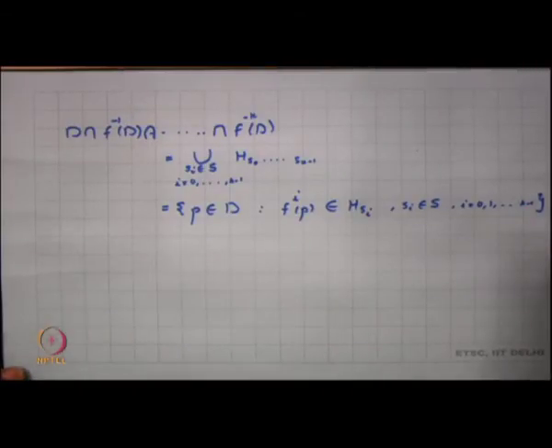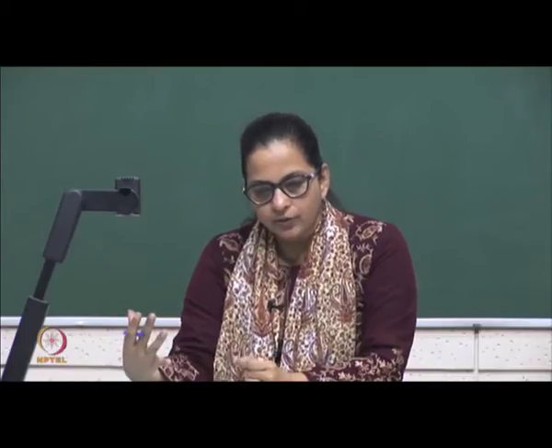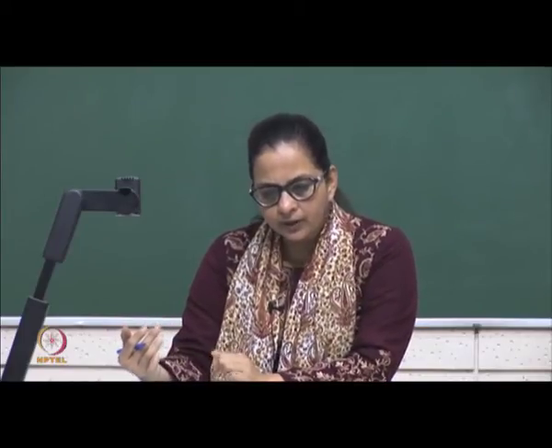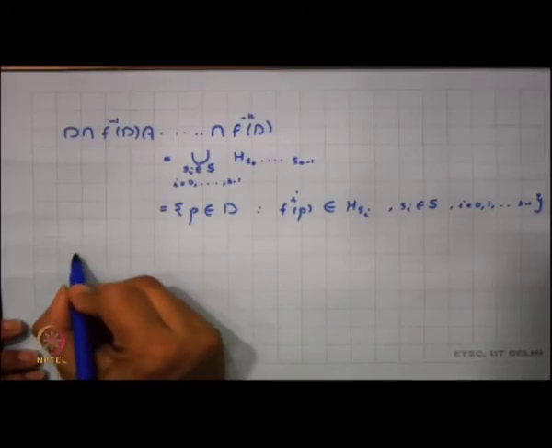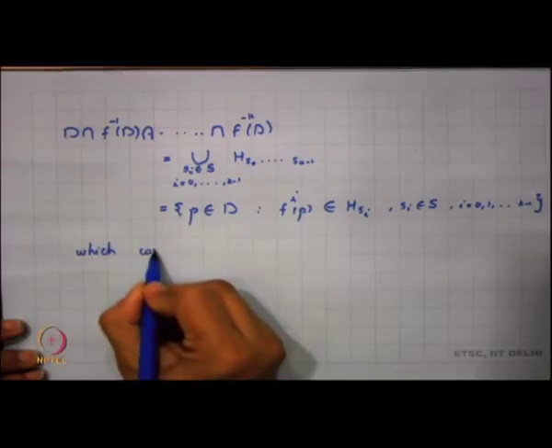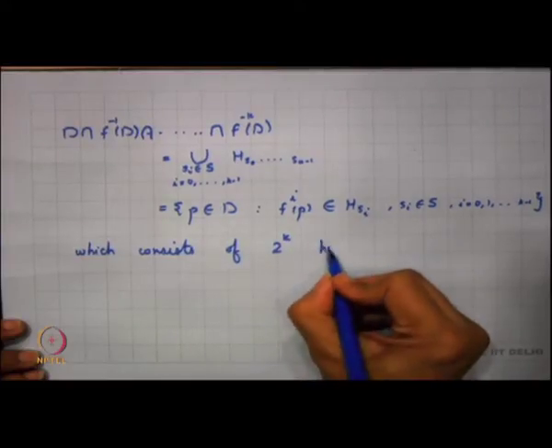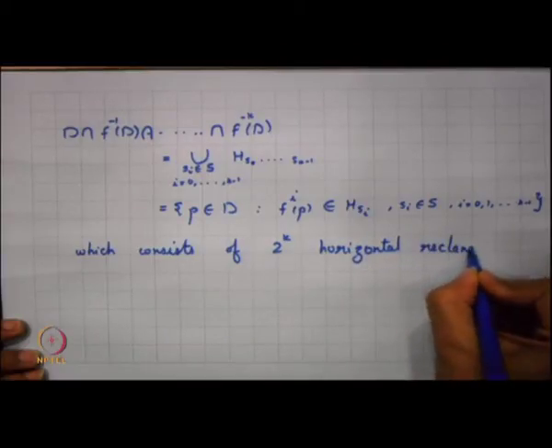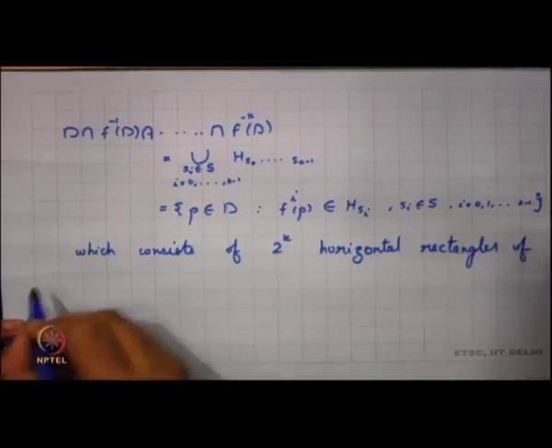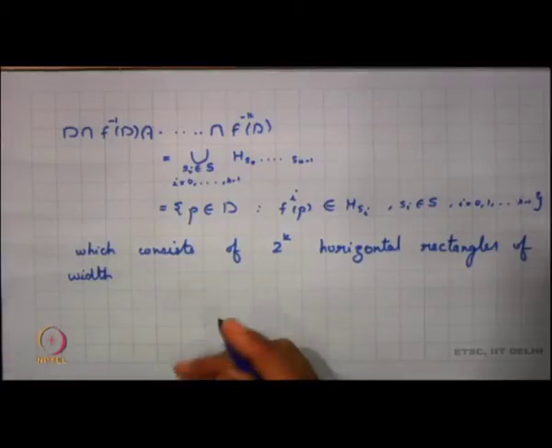So, this is what happens at the kth stage, and again we have seen that horizontal rectangles are mapped to horizontal rectangles, so what happens over here is that we get 2 to the power k. So, this set consists of 2 to the power k horizontal rectangles of width. Can somebody tell me what will be the width here?